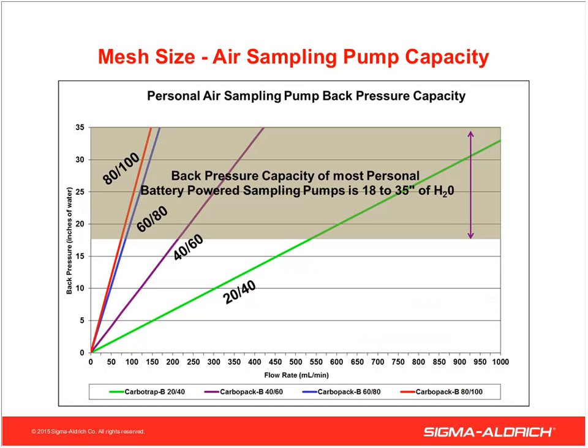So the maximum flow rate we can achieve with a tube packed at different mesh size is, for example, with a 20/40 mesh Carbotrap, we should be able to get 545 mL per minute. If we go to a 40/60 mesh Carbopack, that flow rate would drop to 216 mL per minute. And if we were using a 60/80 mesh material, we'd only be able to get 86 mL per minute from the pump because we already reached its capacity.